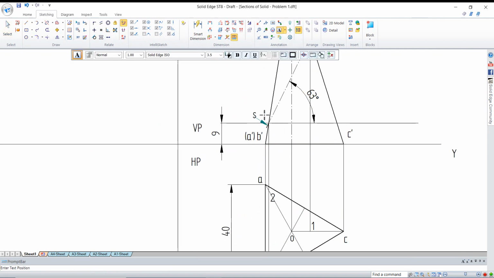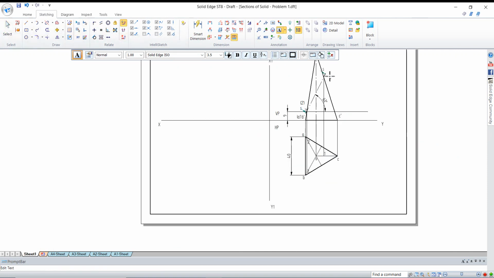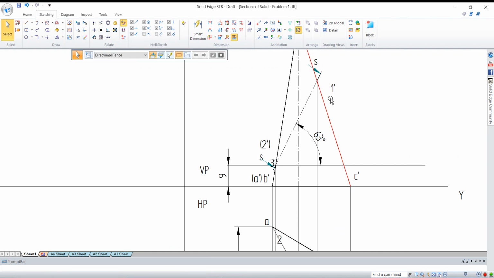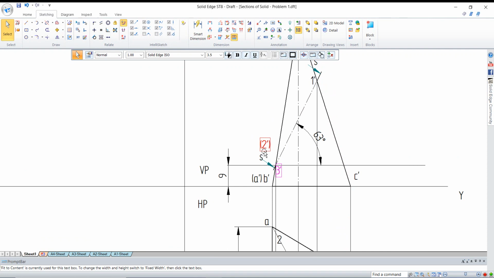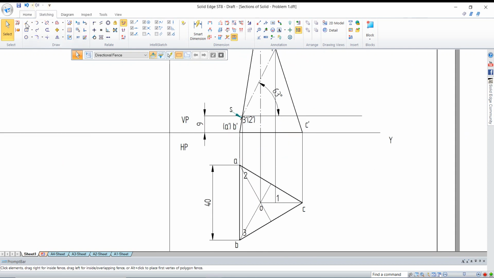Similarly in the front view, you have 3 here, 3 is visible, 3 dash, 2 dash is invisible or behind, hidden, 1 dash is visible. So I have the commands for all the 3 parts. I'll place them in the proper location. 1, 3 here, and 2 in brackets here. Space may be constrained, but you can adjust.